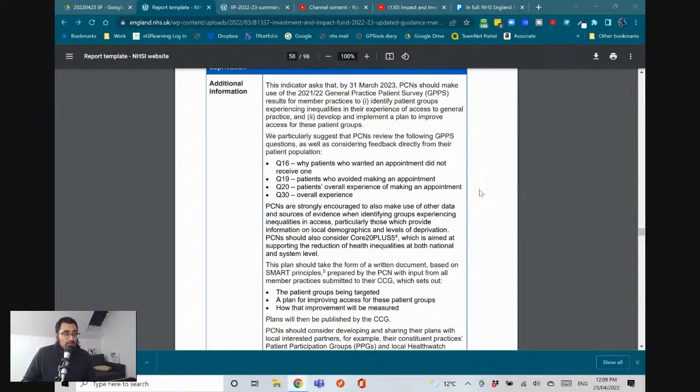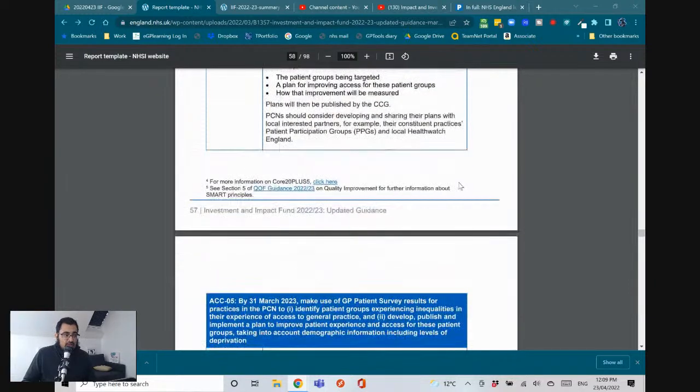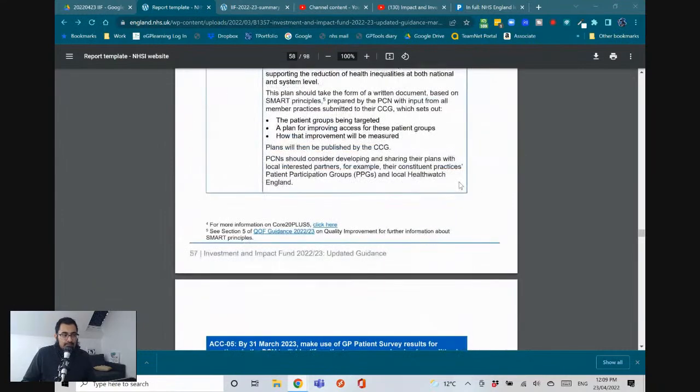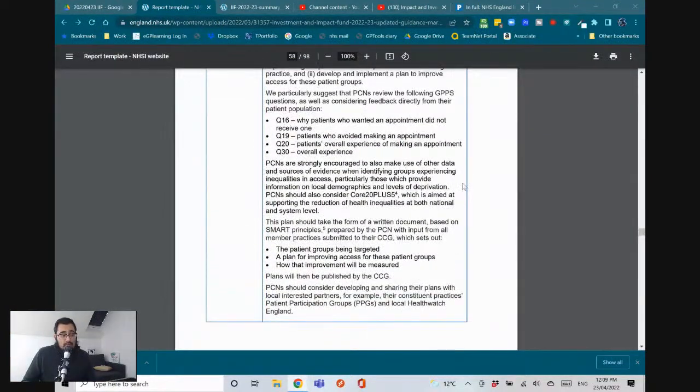It is prepared by the PCN, with input from all members of the practices, and submitted to the CCG. It sets out the patient groups that are being targeted, a plan for improving access for these patient groups, and how that improvement will be measured, and then this plan will be published by the CCG. PCNs should then consider developing and sharing their plans with local interested partners, for example the constituent practices, PPGs and HealthWatch. So it's a chunk of work.